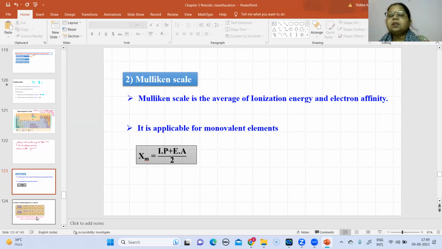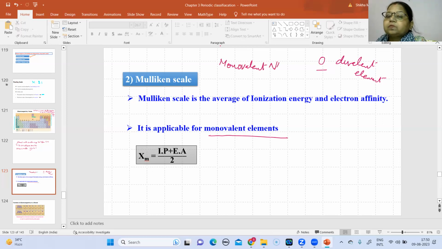No details are to be done. Sometimes this question is asked in exams: what is Mulliken's scale and how is the electron affinity measured using this scale? So here is the answer. There are no details required, I'll put it that way. It is used only to find the electronegativity of monovalent elements. Monovalent means using this, you cannot find the electronegativity of oxygen. Oxygen is a divalent element, right? Monovalent element is sodium.